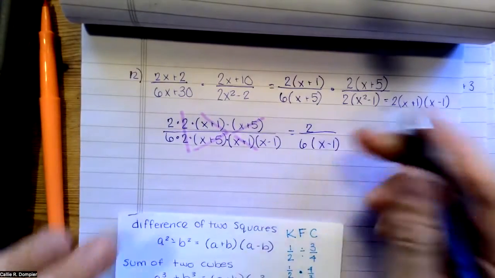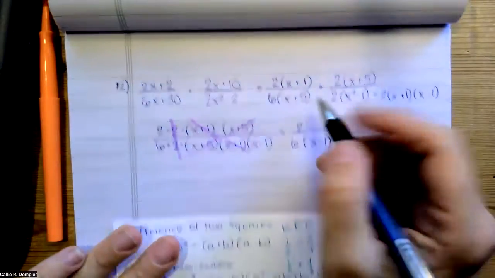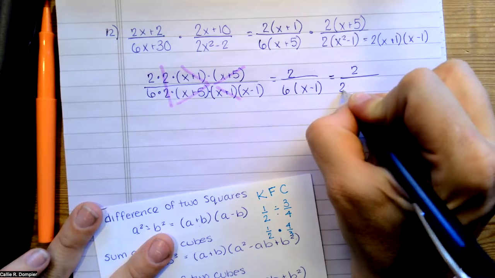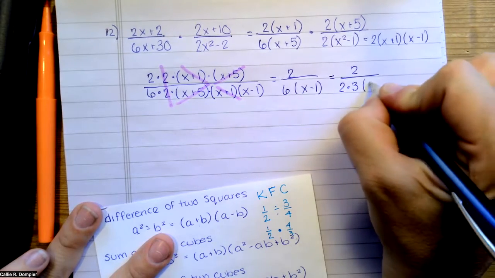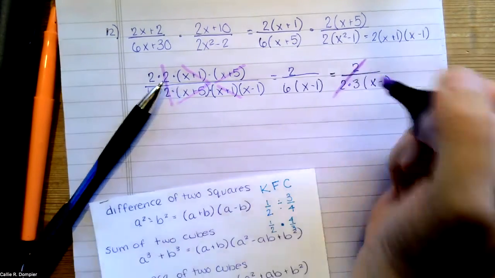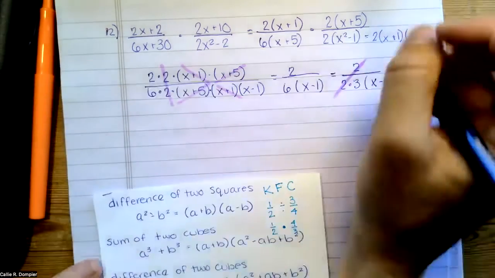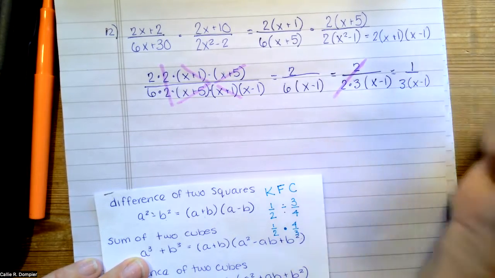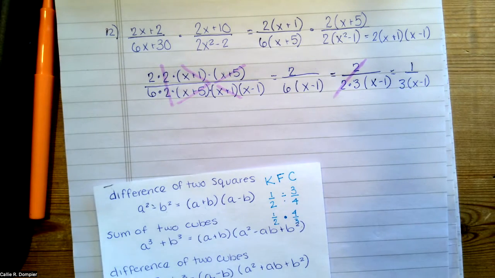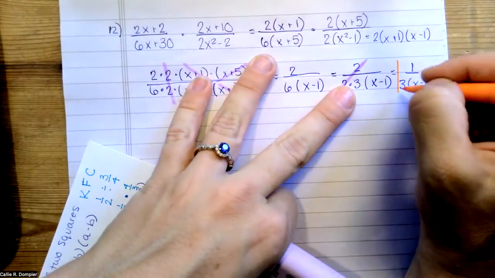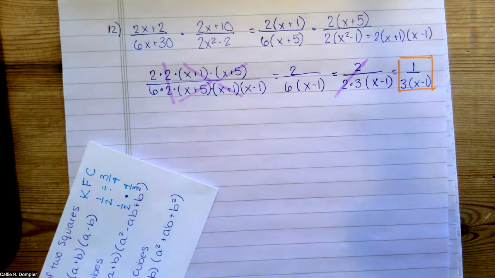Good. One more thing I can reduce is, I can change 6 to 2 times 3, right? And then I can eliminate that too. I have nothing on top, but it's not a 0, so we call it a 1. 1 over 3 times x minus 1. That's my final answer for number 12, okay? 1 over 3 times x minus 1.